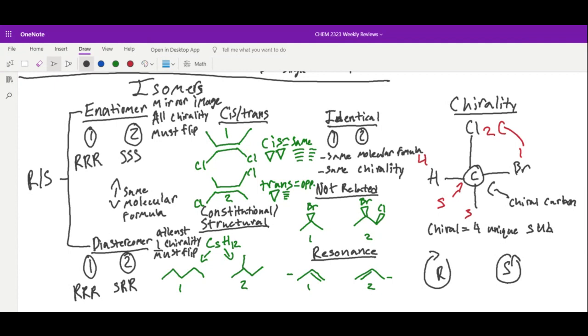Okay, so let's say if my one is RSR, then my number 2 has to also be RSR. It can't be SRS or any other variation. Okay? So that's isomers altogether.